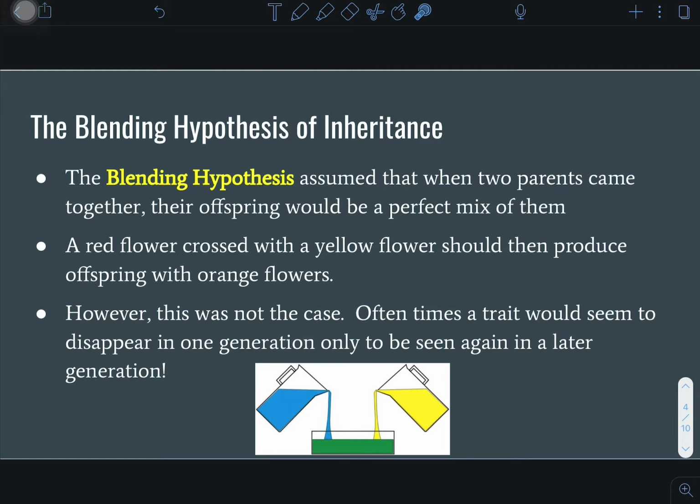So in a different example of flowers, a red flower and a yellow flower should always produce an orange flower. However, this isn't always the case. In fact, it's often not the case. And what we'd see is that some of these traits would disappear for an entire generation and then just pop up later. So if we take blue water and yellow water, we should get green water. That's true. But if we went yellow and blue and got green, then from green and green, in the next generation, we should only ever get green. But sometimes we'd get a yellow or a blue popping back out, and you can't just magically pull yellow water out of green water.